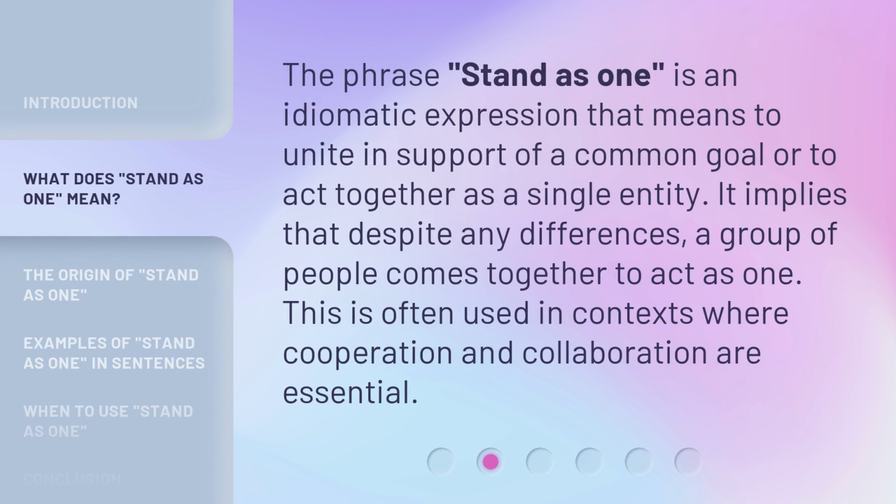The phrase, stand as one, is an idiomatic expression that means to unite in support of a common goal or to act together as a single entity. It implies that despite any differences, a group of people comes together to act as one. This is often used in contexts where cooperation and collaboration are essential.